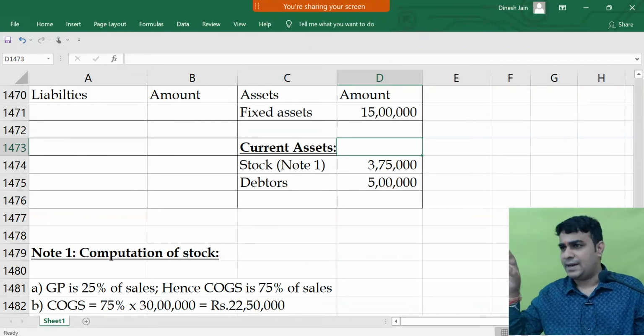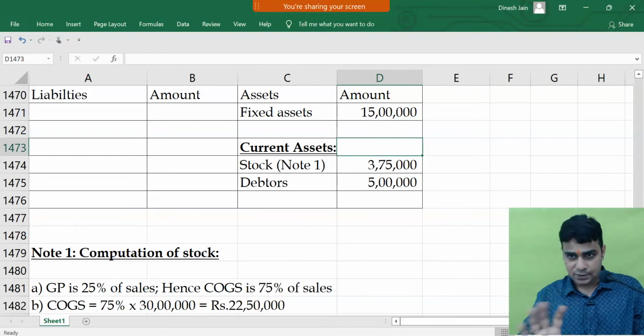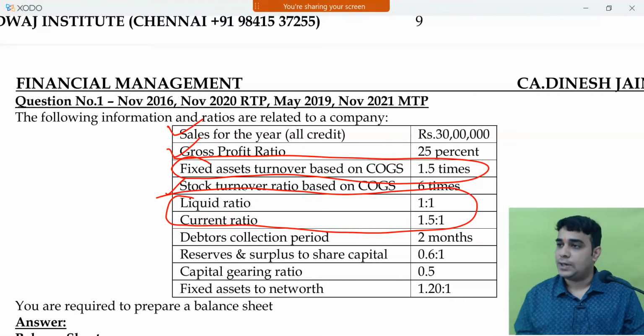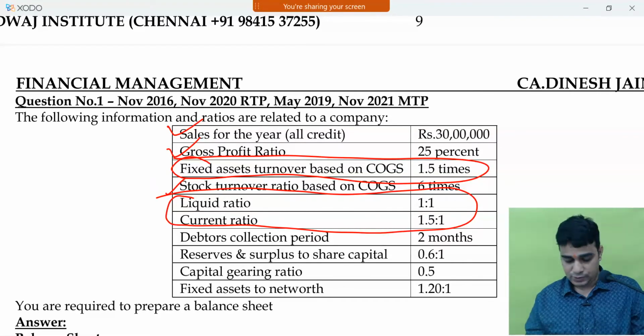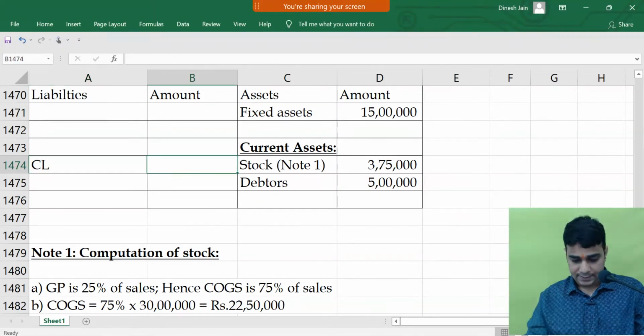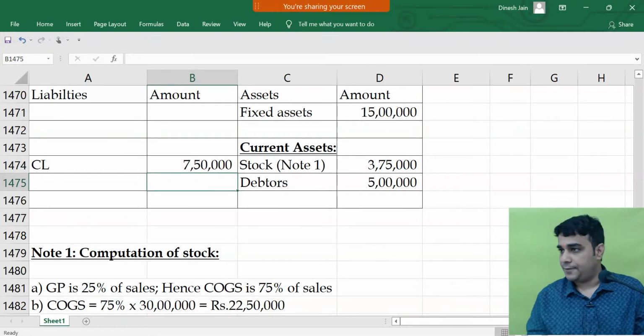Otherwise, because my current asset total was some 11 lakh 25, if we have some other information, we'll see it. As of now, I've used this information. Reserves and surplus to share capital, capital gearing ratio, and fixed assets to net worth, I'll have to use these three. At this stage, current liability is 7 lakh 50.